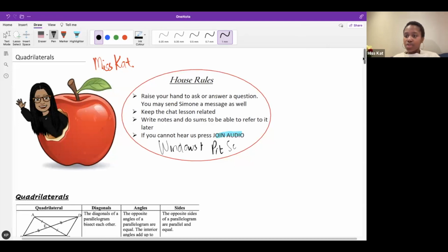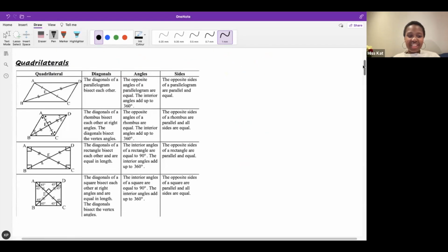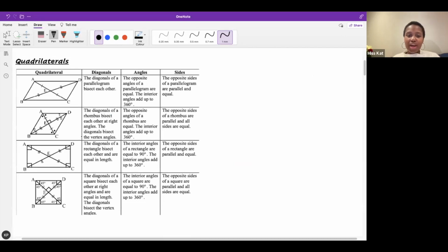Now let's start with quadrilaterals. Specifically today, we're going to be working with 4 specific shapes, okay? I want you guys to tell me, number 1 there on my table. What is that quadrilateral called? What do we call the quadrilateral number 1 in my table?